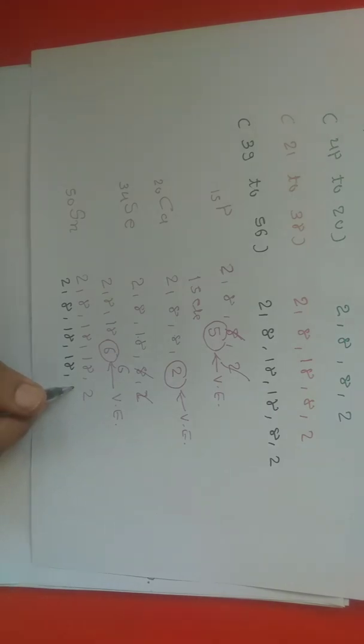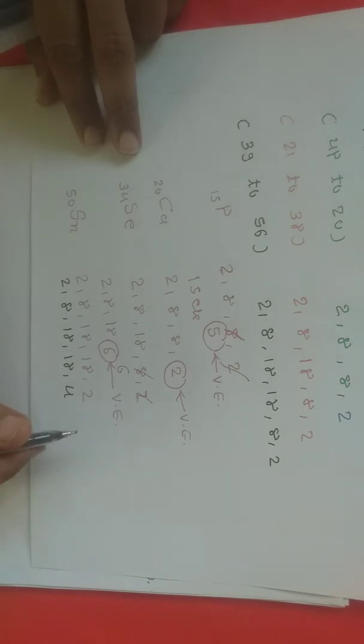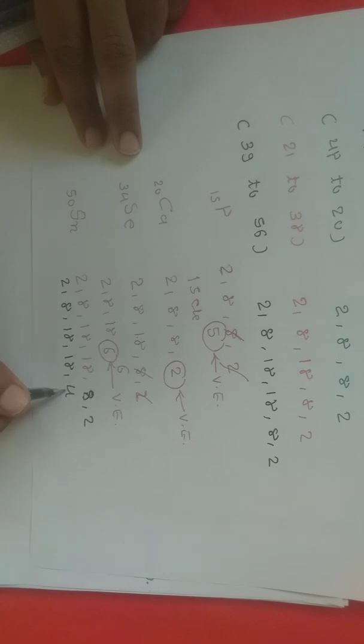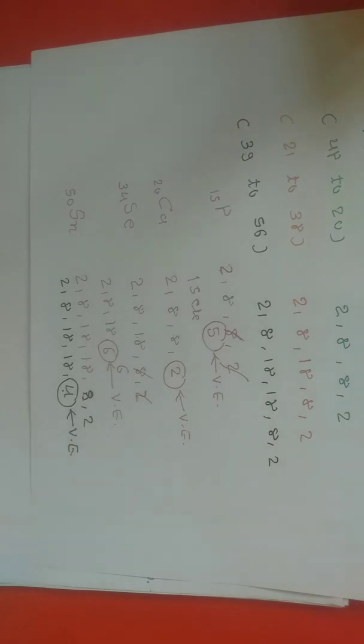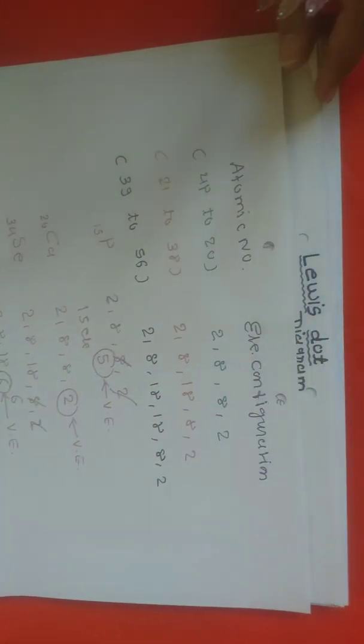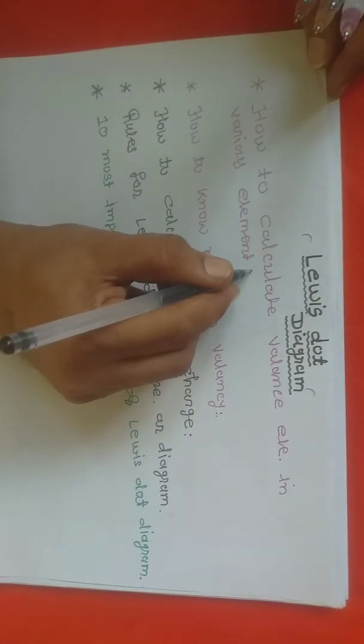Now I have to put 4 here. The 8 is here and 2 is here, so instead of 8, I put 4. Why? Because by adding the 4, I will get 50 electrons. So this 4 is nothing but the valence electron of tin. In this way, we can calculate the valence electron of any element very easily by using these two methods. So we have solved how to calculate valence electron.